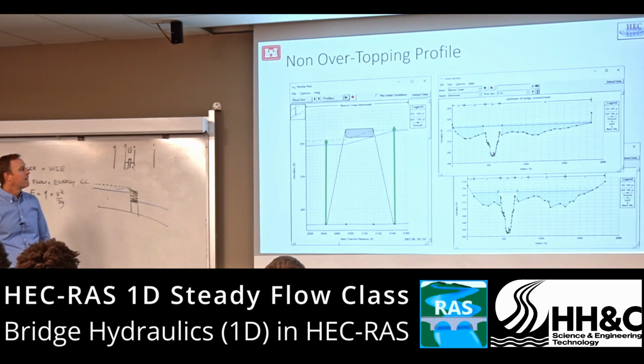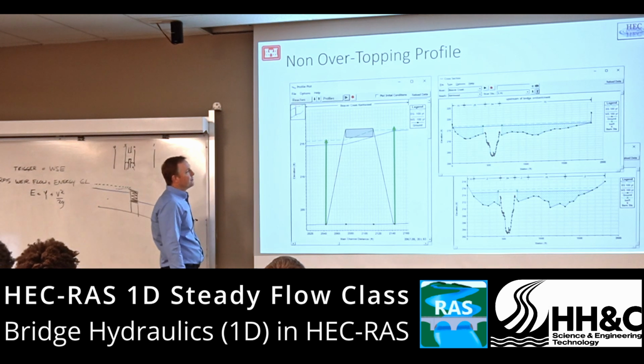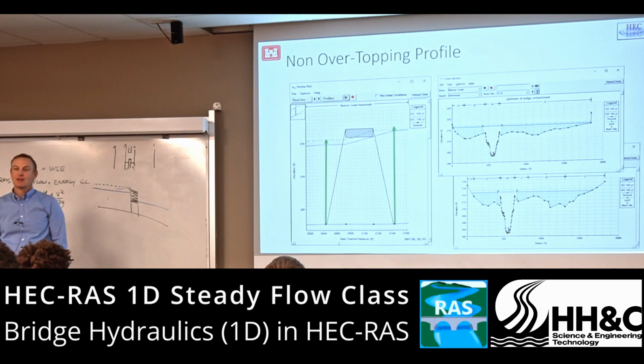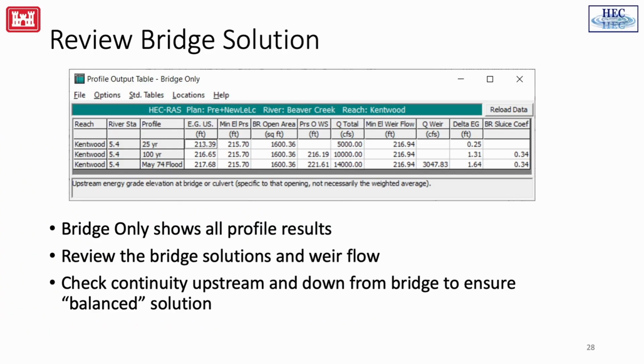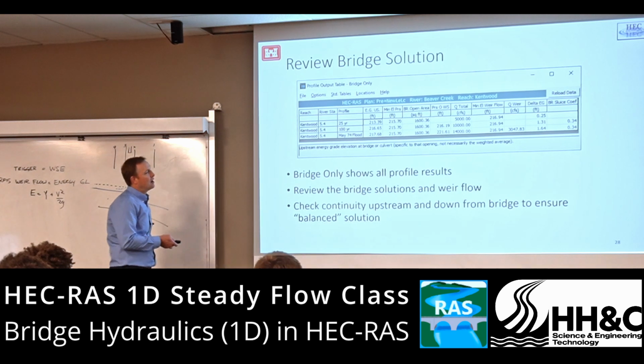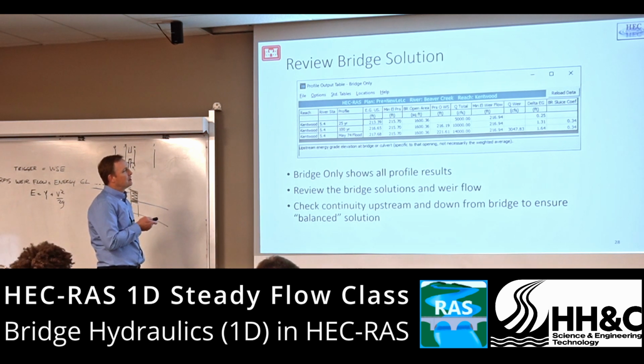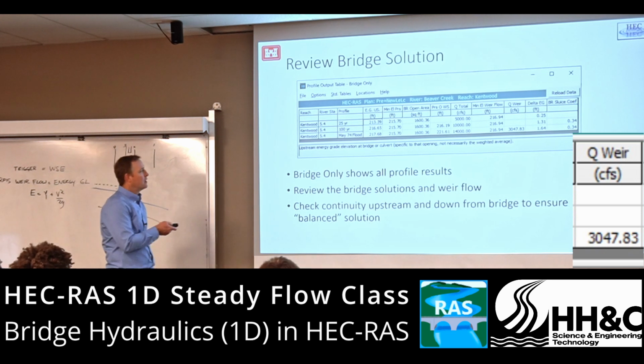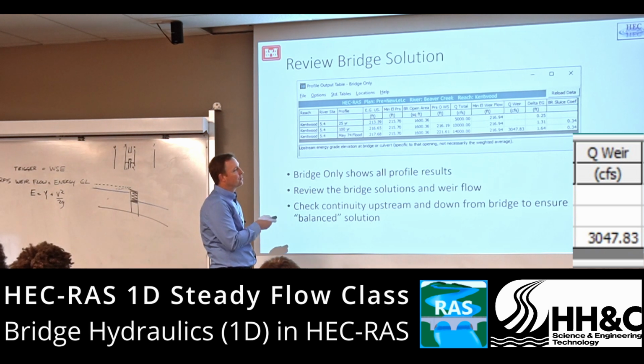If water's flowing in the overbank upstream, then you want it flowing in the overbanks downstream. Okay, so we have pre-pictures to help you with this, but we also have tables, and one of those times you're going to have to refer to the tables. The bridge only table is going to show you what solution was selected. It'll show you the energy grade, the water surface, and the amount of weir flow that RAS computed, and that's what I use it for the most. For this overtopping profile, how much weir flow did I have?